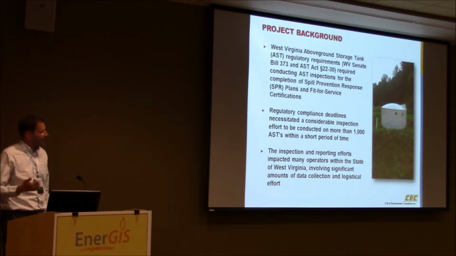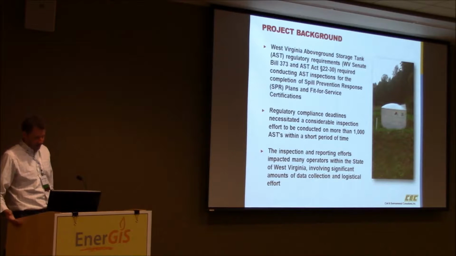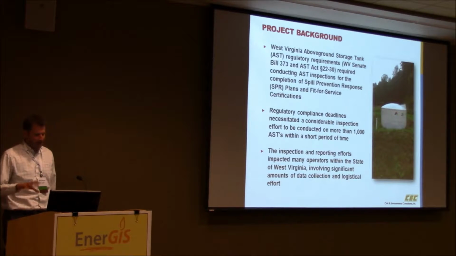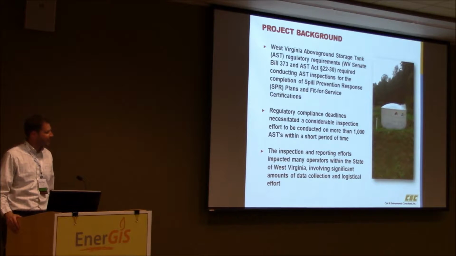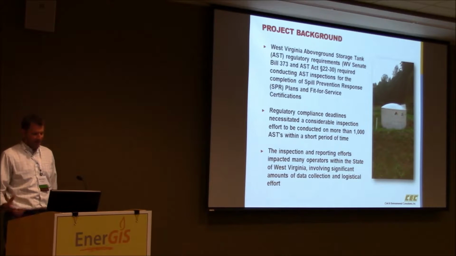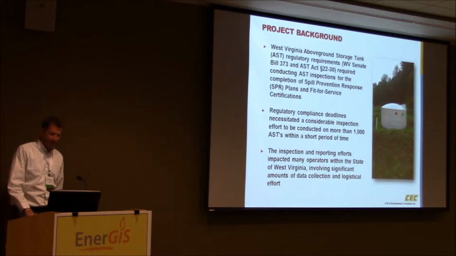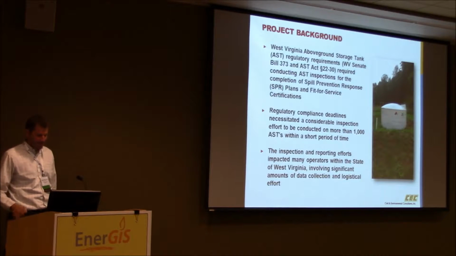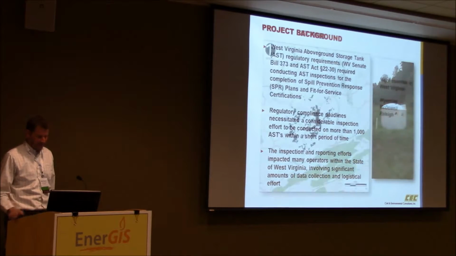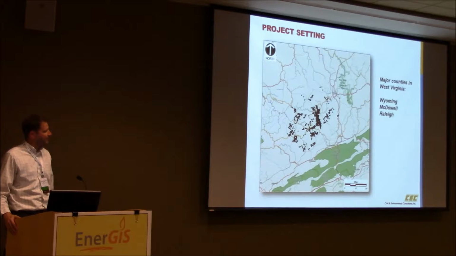And so for a company like Cabot, where they have thousands of, well, over 1,000 tanks in West Virginia of varying states of quality, it required some very quick action. So they required conducting AST inspections, and then to receive what's called a Fit for Service certification through the state DEP, and then creation of these spill prevention plans as well. So obviously this was all within a very short amount of time, required some pretty intense inspection and field time, and a lot of logistical coordination too on the ground.